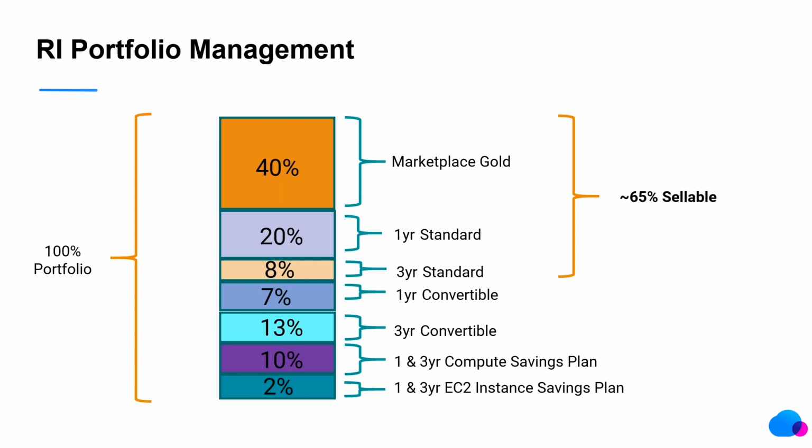But here we're thinking of, say, a stock portfolio or retirement portfolio. You have 1-year standards, 3-year standards. Again, we probably wouldn't see a lot of people do 100% 3-year standard RIs, but even in a very dynamic environment, you can get some percentage of them so that you do get a bit of a higher savings rate. Same with 1-year convertibles. Those offer the lowest percentage of savings, but you can use them to go after dynamic environments, and know that they will expire in a year, so you're not hanging on to that commitment for very long. Then we get into the 1- and 3-year compute savings plans and EC2 instance savings plans.